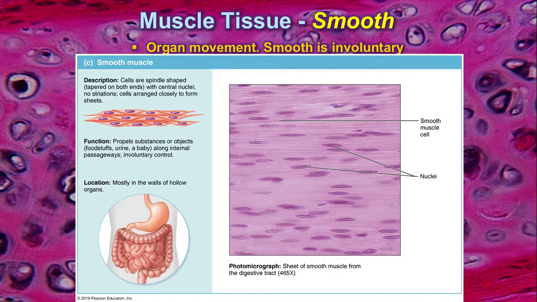And again, it's one of those things that we should be glad that it's involuntary, that we don't have to think about it. Okay. All right. Now, I wanted to take a second to also talk about the difference between this slide and dense, regular connective tissue. So they can be easily confused. Let's talk about this one.